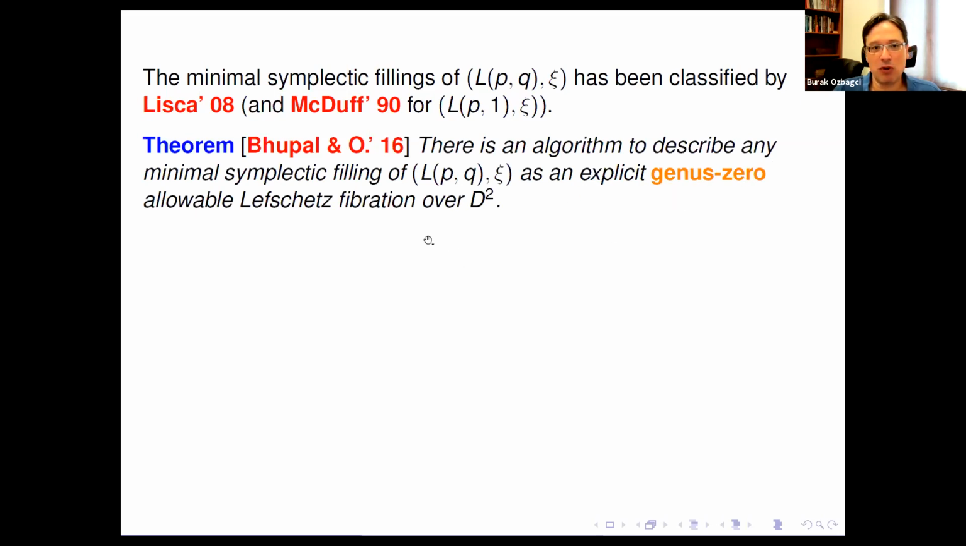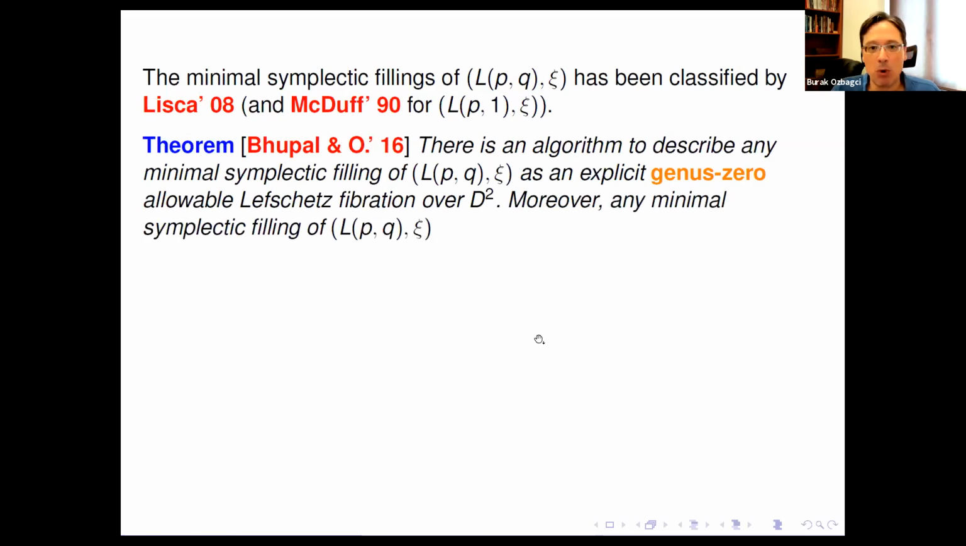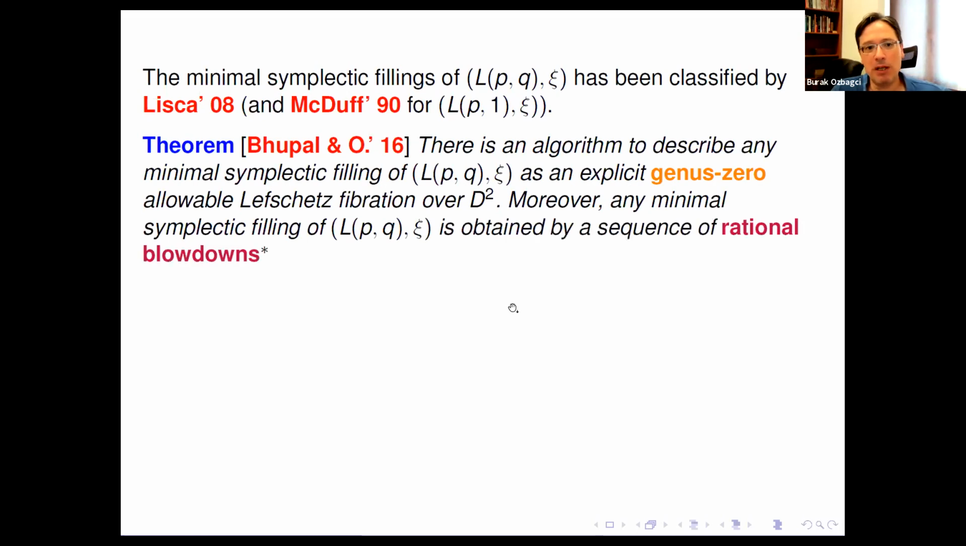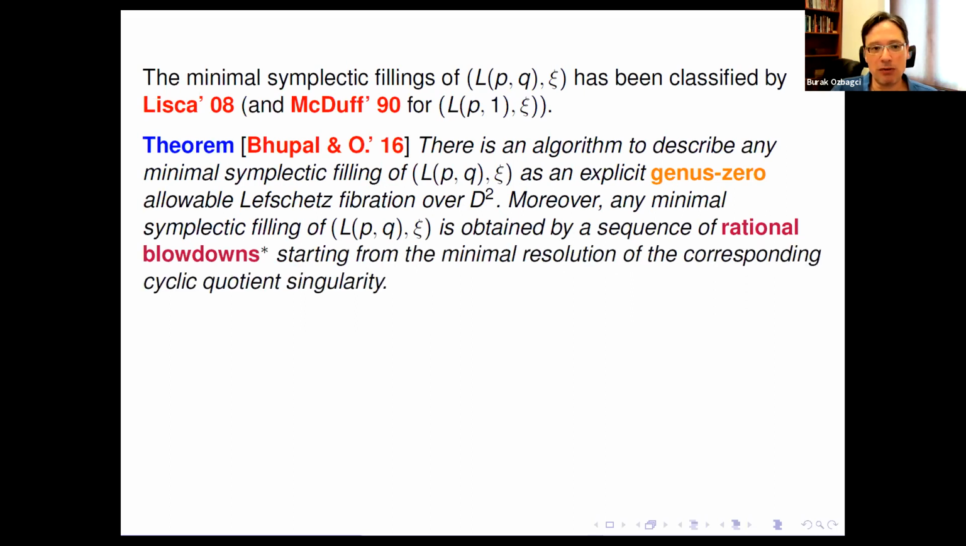So clearly, these minimal symplectic fillings are Stein fillings, and therefore they admit Lefschetz fibrations over the disk. But the point is that they're genus 0. Moreover, using this, we prove that any minimal symplectic filling of L(p,q), ξ is obtained by a sequence of rational blowdowns starting from the minimal resolution of the corresponding cyclic quotient singularity. The second part was more interesting because this was not known, and this sort of shed light on all minimal symplectic fillings of a lens space after Lisca's classification.